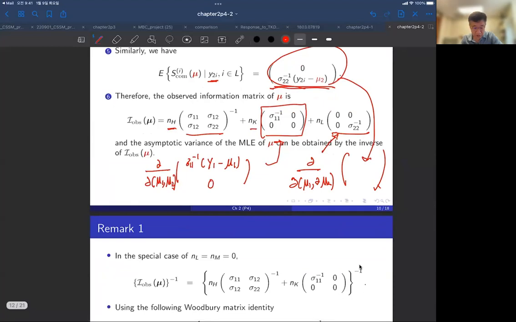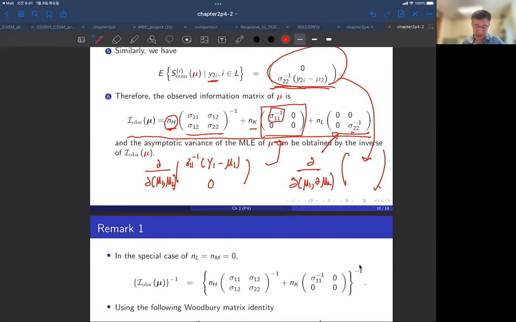So the interpretation: if you look at this information matrix, that is interesting. In set H, you have full information. In set K, you have information only on the first element, one element of the 2 by 2 matrix. That means it does not give you any information about Y2, mu2, but gives full information about mu1.